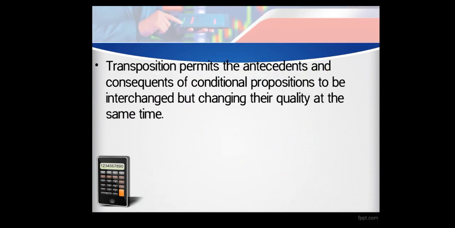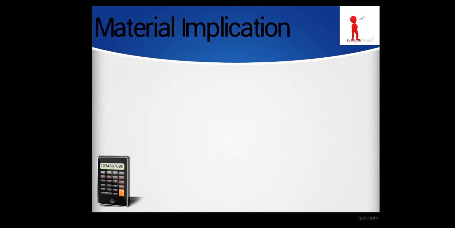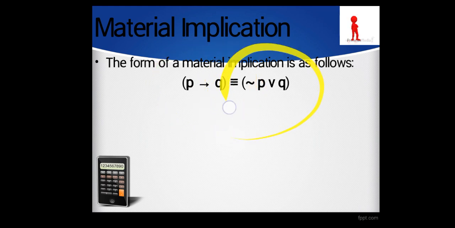So, transposition permits the antecedent and consequent of conditional propositions to be interchanged while changing their quality at the same time. So, that is for the contrapositive. Next we have here the material implication. So, the form of a material implication is as follows. P implies Q is equivalent to not P or Q.